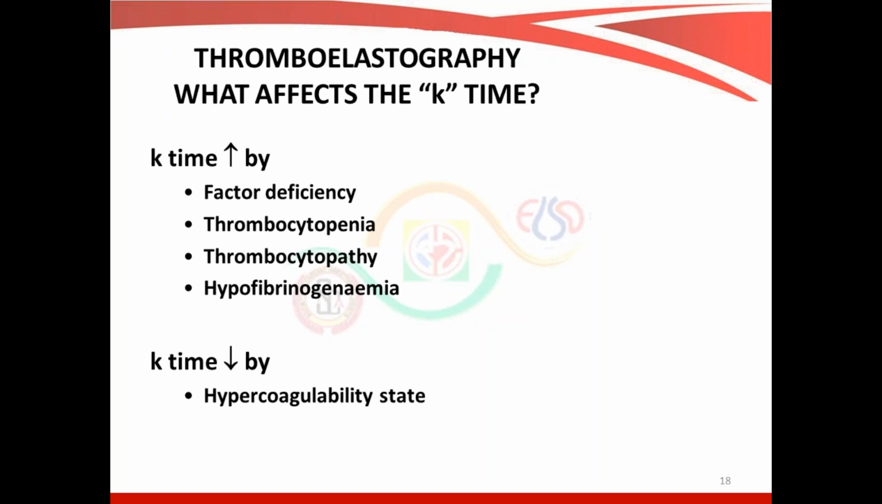So thrombocytopenia, when your platelets are less, thrombocytopathy. Remember, ECMO is a partial cardiopulmonary bypass. So your platelets are getting sludged along with the RBC. So not only will there be hemolysis, there will be platelet dysfunction and platelet thrombocytopathy. And there will be a hypofibrinogenemia, because fibrinogen, which factor is fibrinogen? 1 or 2? It is 1.